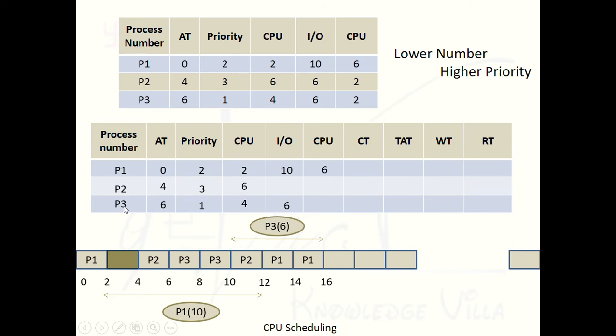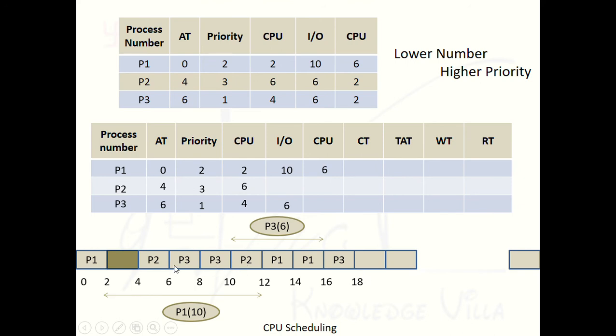So P3 will start its execution, and for the second time P3 requires CPU for 2 time units. So P3 will use the CPU from 16 to 18. So here P3 is completing its entire execution.